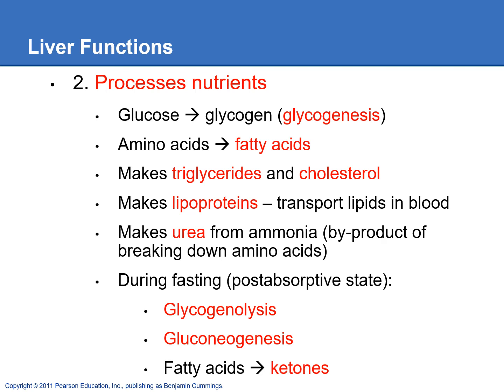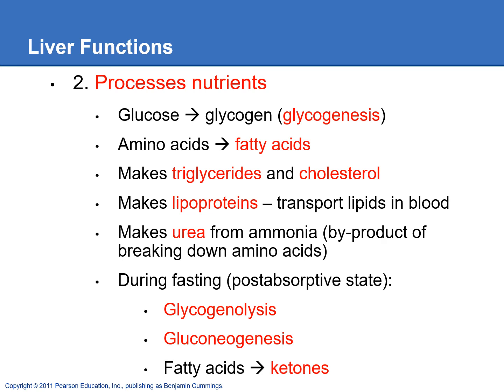It also makes urea. Remember, that's formed when you're breaking down amino acids and that amino group gets chopped off. That amino group gets turned into urea by the liver, and then the urea will be excreted by the kidneys into the urine. And during the post-absorptive state, it's been a while since you've eaten, you need to increase your blood glucose, so it will break down the glycogen stores that are in the liver, so glycogenolysis will occur.